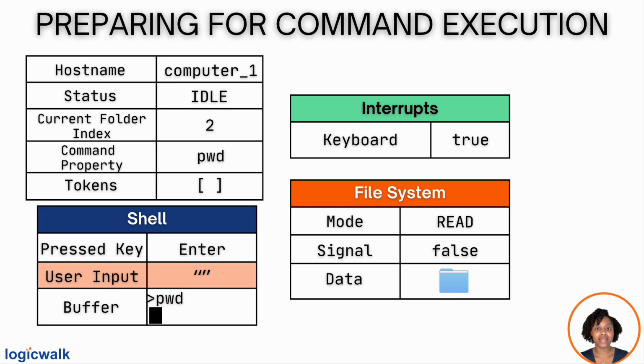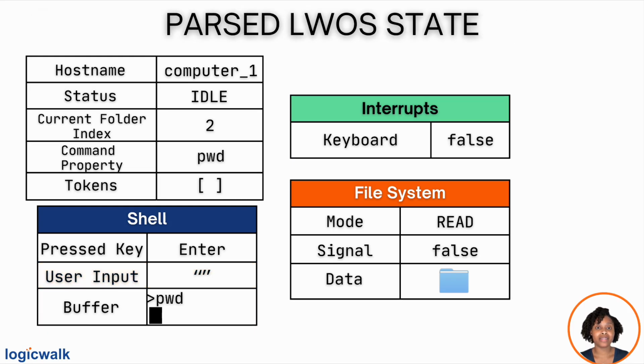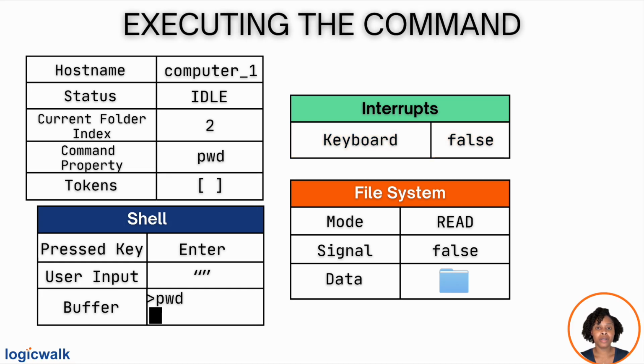At this point, the OS has processed the command and prepared it for execution. The LWOS then sets the keyboard interrupt to false, indicating that the keyboard event has already been processed. Now the OS is ready to execute the command. The LWOS uses the current folder index to retrieve folder 2 from the file system data, which represents the current working directory. The OS appends the path of folder 2 to the shell's buffer.